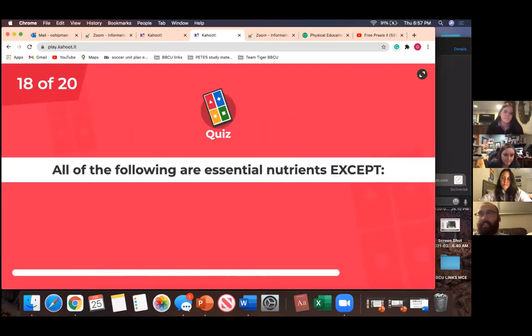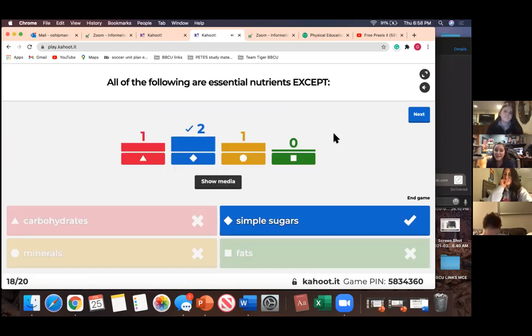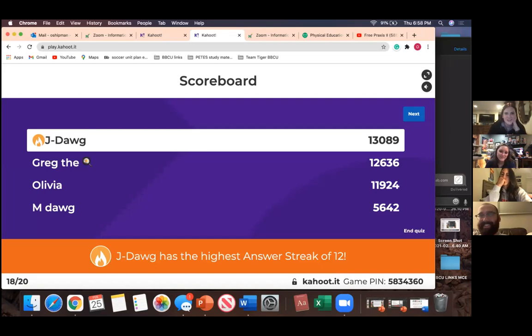All of the following are essential nutrients except carbohydrates, simple sugars, minerals, or fats. Why did I just pick the wrong one again? I did too. I can't read and think. Oh, it's terrible. Simple sugars.